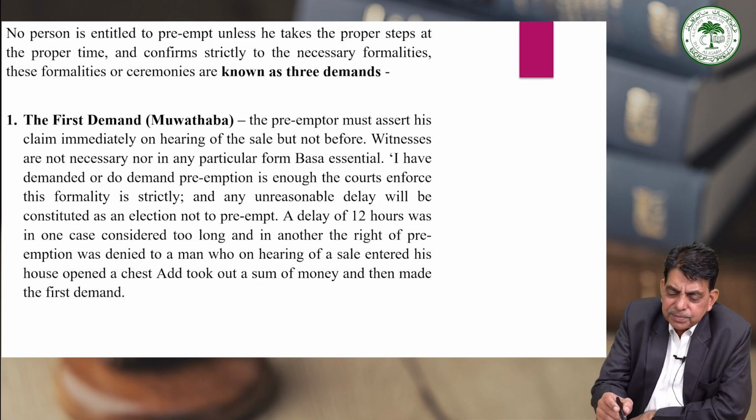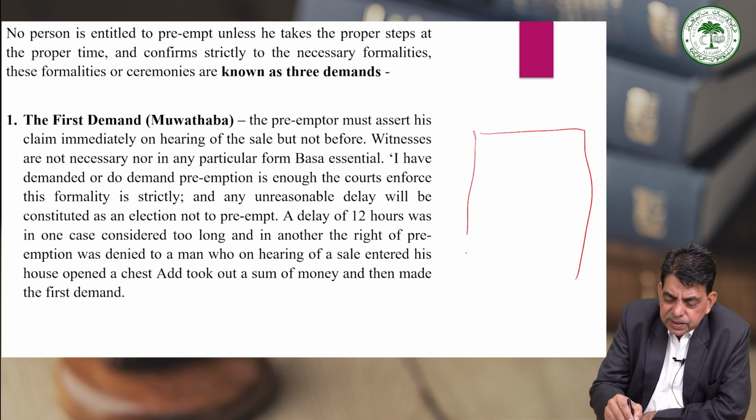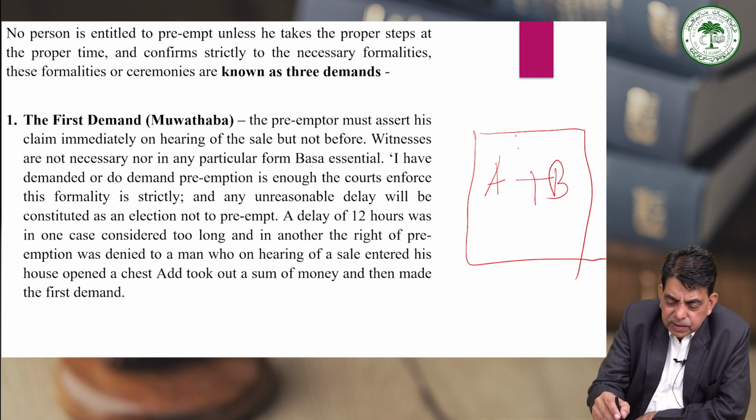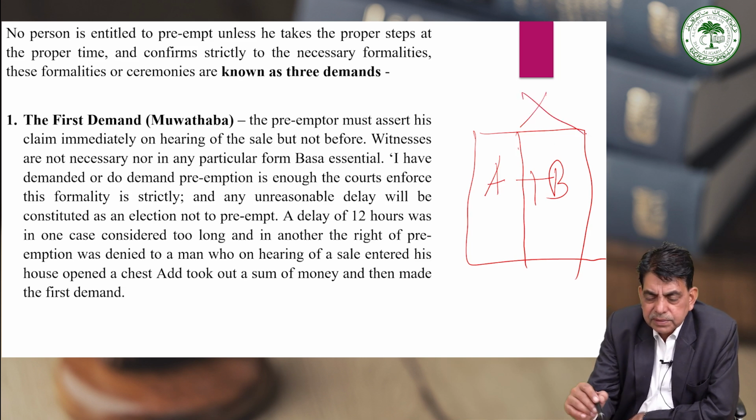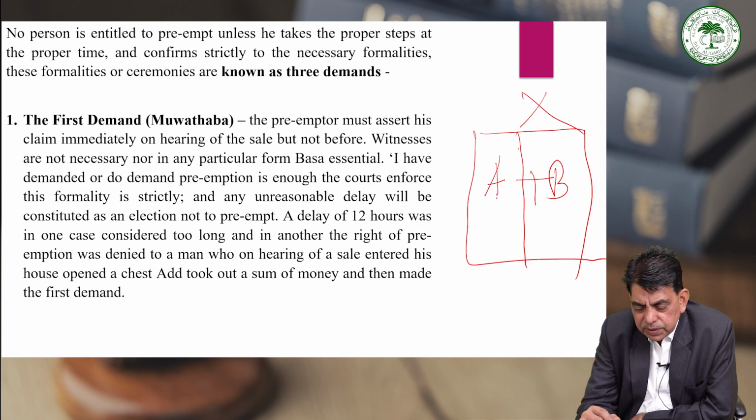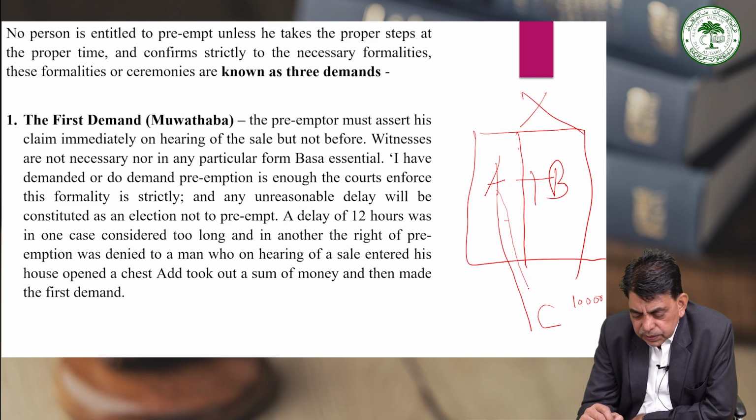For example, take this property, which is in the co-ownership of A and B. A is the owner of 50% and B is the owner of 50%. They are the co-sharers in the property X. Now A has sold his share in this property to C for rupees 1 lakh. No information regarding the sale was given by A to B. Rather, A directly approached C and sold his share, which was in co-ownership with B.